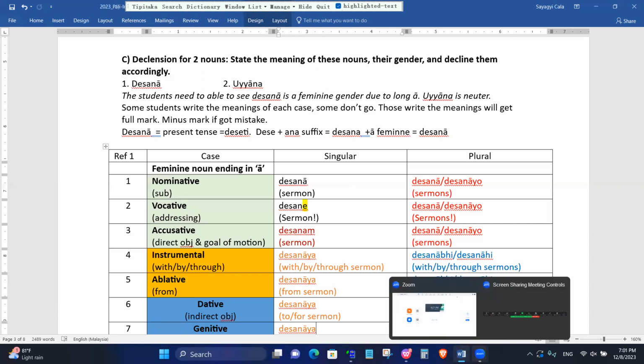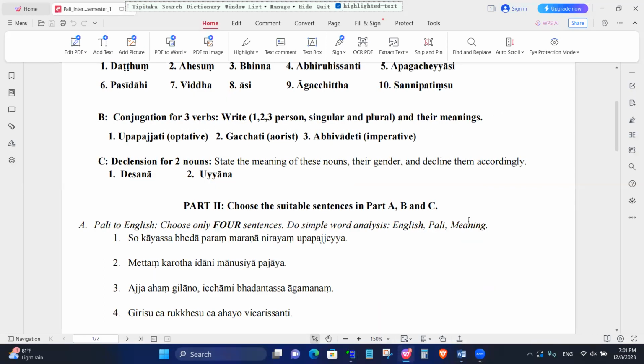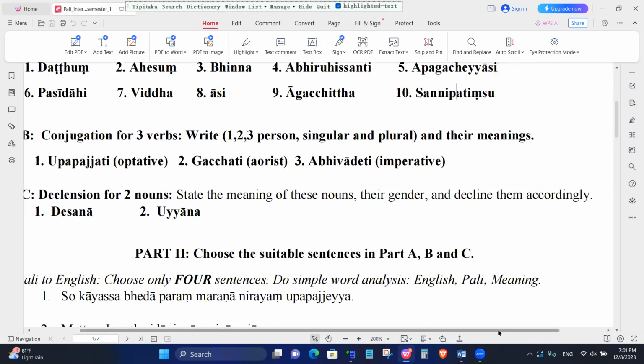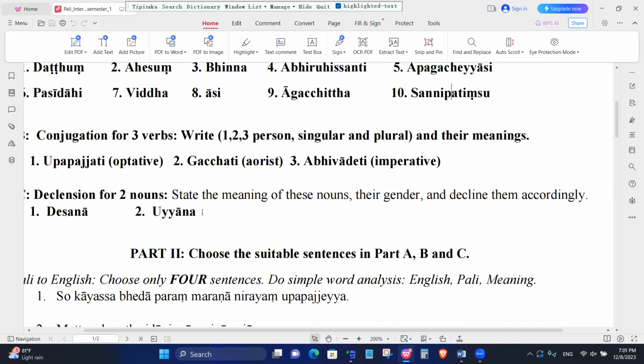Now, this one is on part number two. Declension. This one is tricky in a way that I don't write the meaning, all right? So I don't tell you what is the meaning of desana. I also didn't tell you what's the meaning of uyyana. I think uyyana, you all know, is a garden, all right? Most of all you need to know what's the meaning of desana. Then you need to write down the meaning. Actually, I hope you all write it down, but some of you didn't. How do you know this is feminine? This one should be neuter. This one needs to be feminine because it ends with a long A. Long A. I think you all should be able to spot it, right?